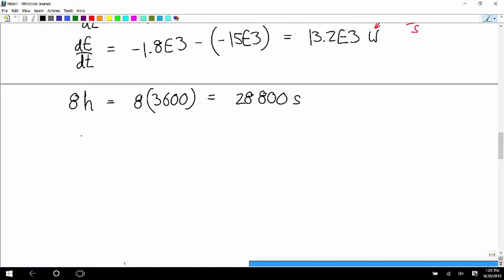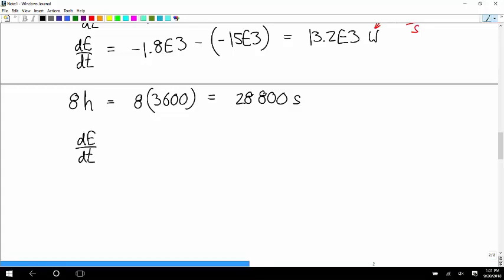And so the way I like to think about this, we have dE dt is equal to 13.2 times 10 to the third watts. I'll just leave it like that. And you can solve this by separation of variables. So you can think of multiplying both sides by dt. So you have dE is equal to 13.2 times 10 to the third dt. And now you can integrate both sides.